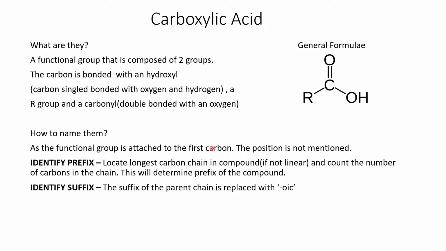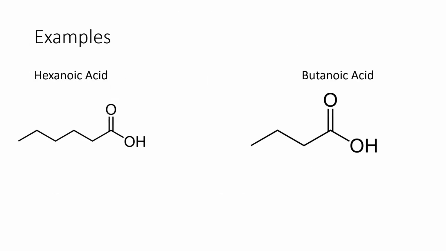When it comes to carboxylic acids, we'll call them acids, they contain a carbonyl group, an R group, and a hydroxyl. Naming them is fairly simple. Essentially, state the number of carbons in the carbon chain that contains the acid, and then you attach the suffix -oic. In this case, you've got 6 carbons in the parent chain, and then the suffix is -oic, so it's hexanoic acid. In this case, it's 4 carbons in the chain that contain the carboxylic acid, so it's butanoic acid.